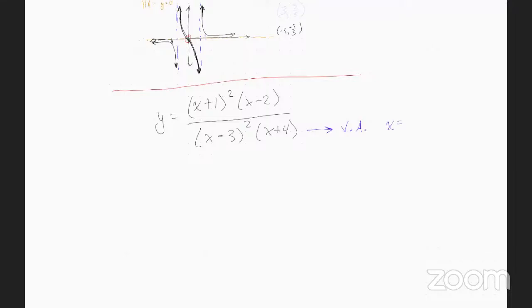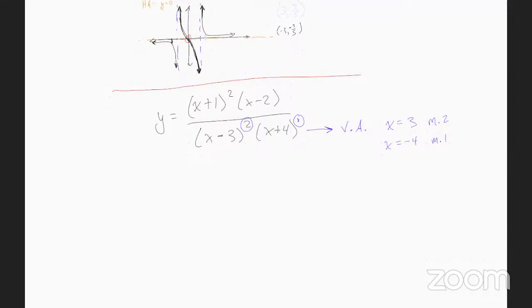But this one has a multiplicity of 2. This one has a multiplicity of 1. And that comes from the 2 here or the 1 here. So it's a multiplicity of 2, which is an even multiplicity, and a multiplicity of 1, which is an odd multiplicity.